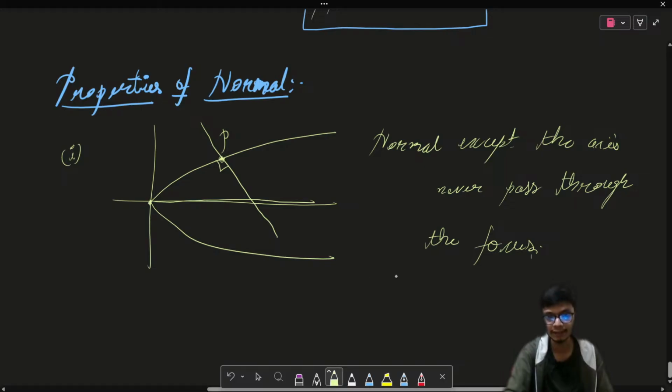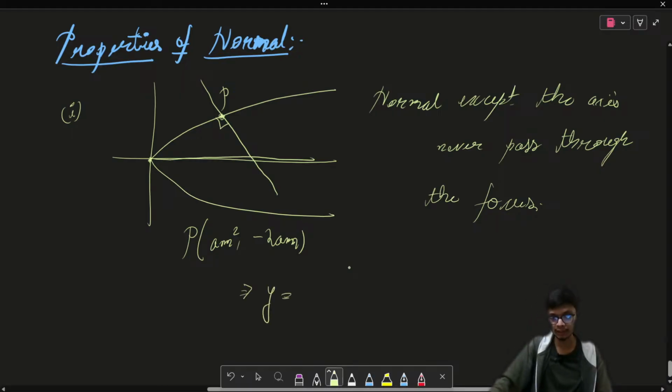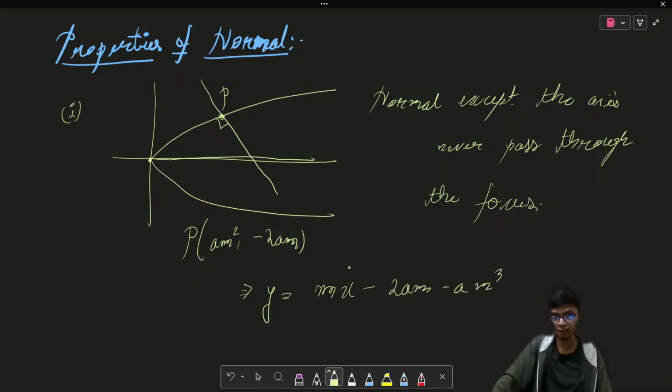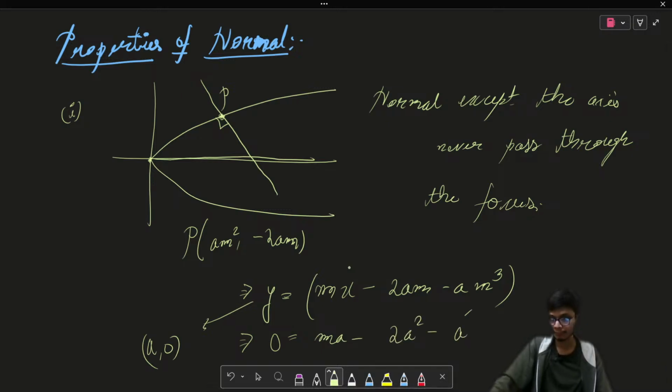Okay, and it can be easily proved. If at any point P, let us call the point in terms of the slope, that is basically am square, minus 2am, because minus t is the slope of the normal, right? So if I try to write down the equation of the normal, that is y equals mx minus 2am minus am cube. Then if I say that this passes through the focus, that is a comma 0, then this equation must hold true. So this will be m minus am cube, right? So this equation must hold true, right?